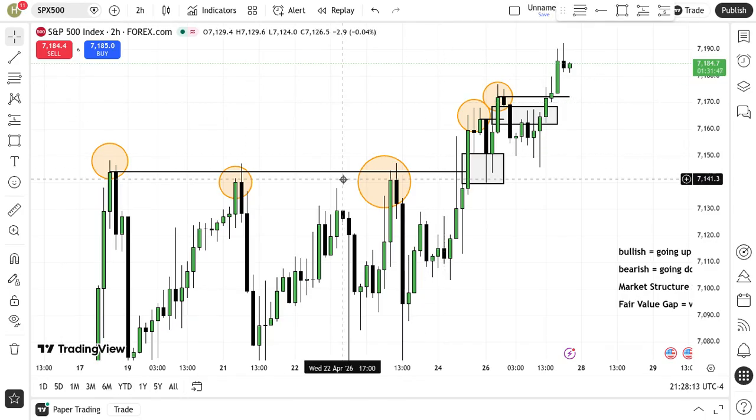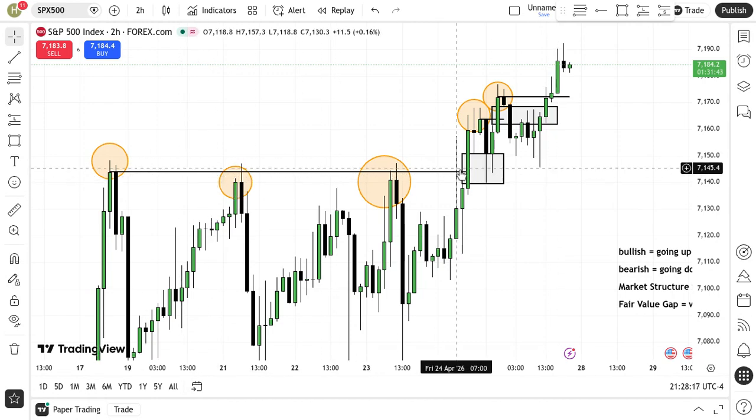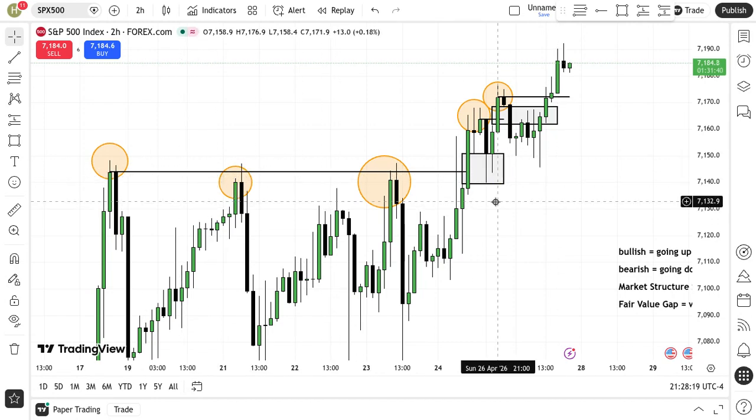Remember, highs and lows, bullish and bearish, market structure shifts, and fair value gaps. This is the basics of price action, the basics of understanding price action, and how to be a profitable trader.